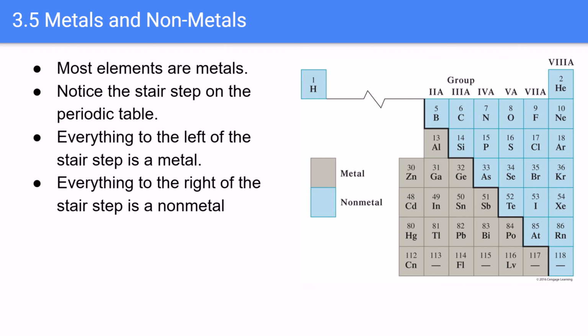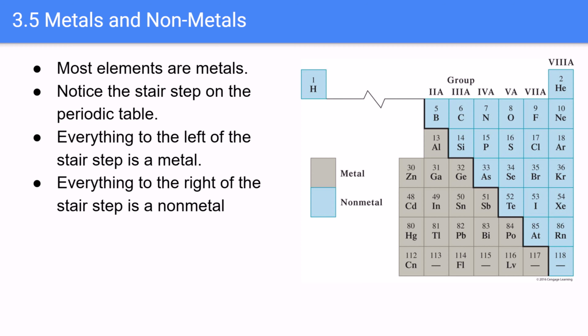Now, most elements on the periodic table are metals, and what I'd like you to do is notice the stair step that's on the periodic table. If you've not done so, go ahead and draw the stair step on your periodic table, starting at just to the left of boron, and just work a stair step down the periodic table until you get to the very end. Everything to the left of that stair step is considered a metal by definition, and everything to the right of the stair step is considered a non-metal.